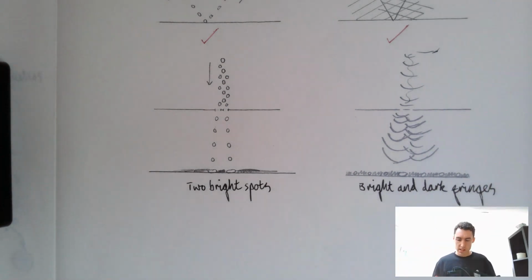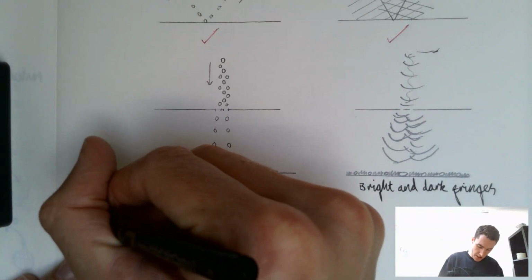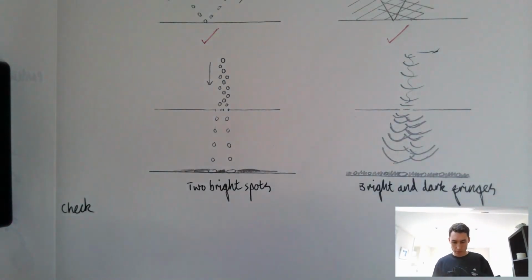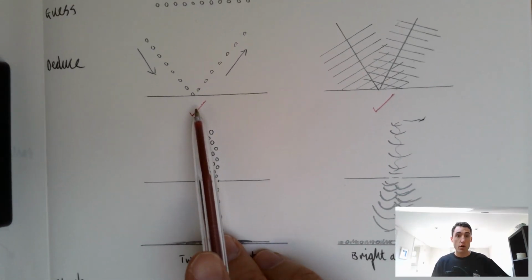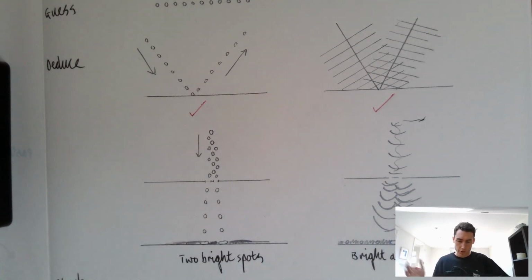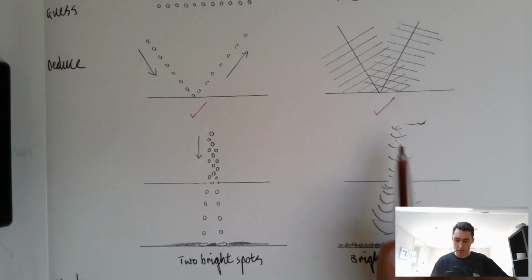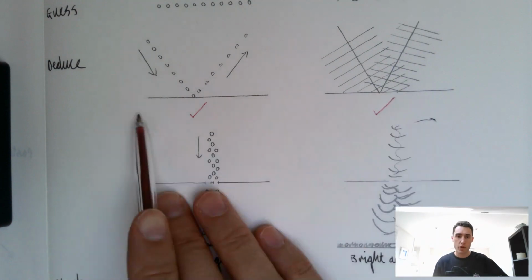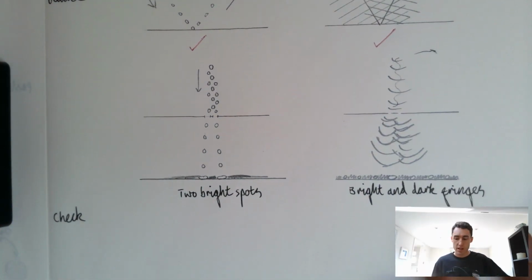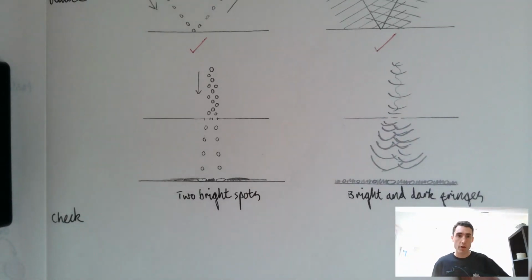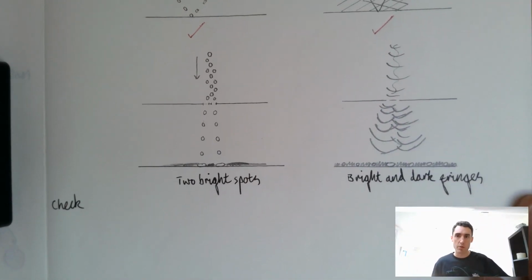Again, when we actually check here, I'm going to write check down at the bottom like this. When we checked with the phenomenon of reflection, the particle theory seemed to do a pretty good job, as did the wave theory. Both of them could explain what is actually observed. And the same with refraction as well. Both of them, at a superficial level, can kind of explain what's observed.